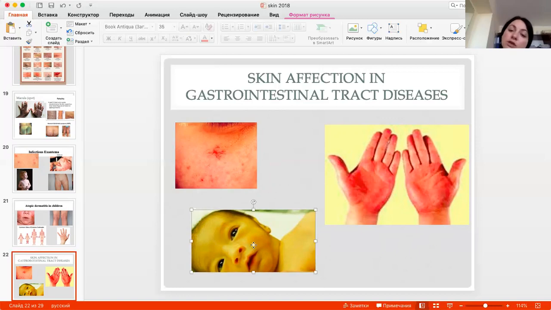Yellowish color, jaundice, I have already told about it. And erythema, it's very typical for chronic liver diseases, for cirrhosis, for Wilson disease.